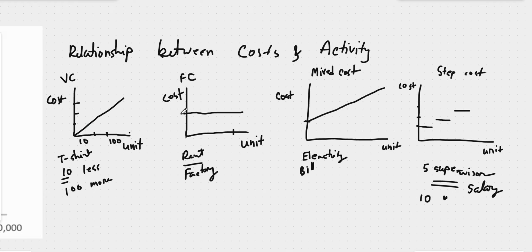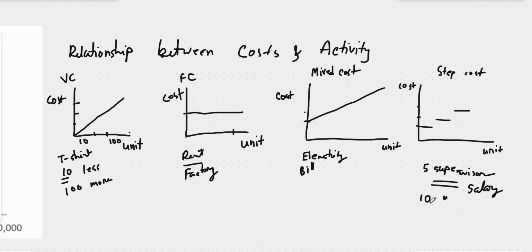It does not depend on the cost. It does not increase the cost or decrease the cost. The cost remains the same. So the cost does not change with the number of units. Mixed cost is initially fixed, and it depends on the number of production. Your production increases, your cost will increase.